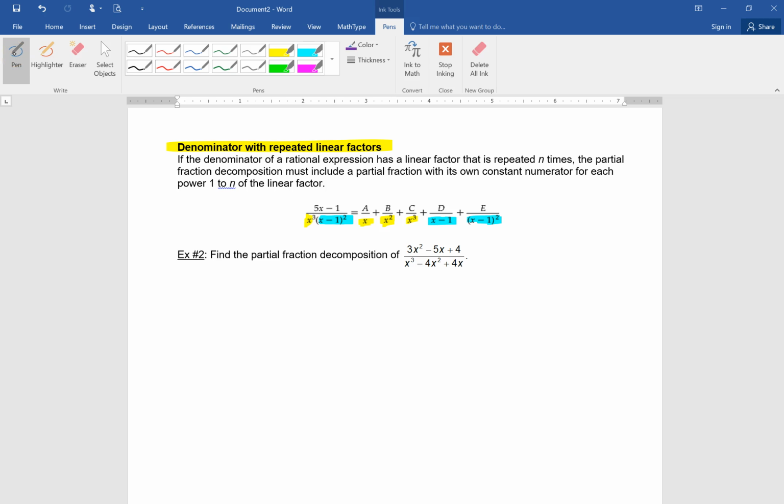Okay. So let's do this one. Let's first factor this. So you factor out an x, and you get x squared minus 4x plus 4. And how do you factor that? So this is x times x minus 2 squared. All right.